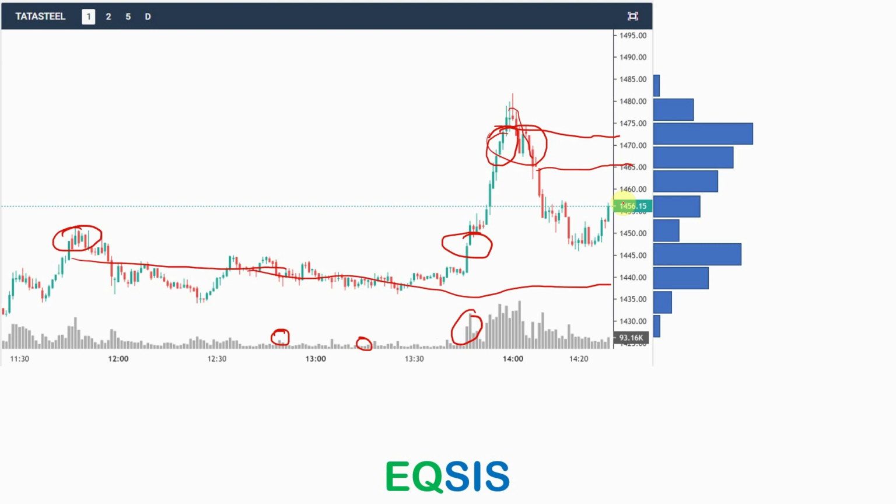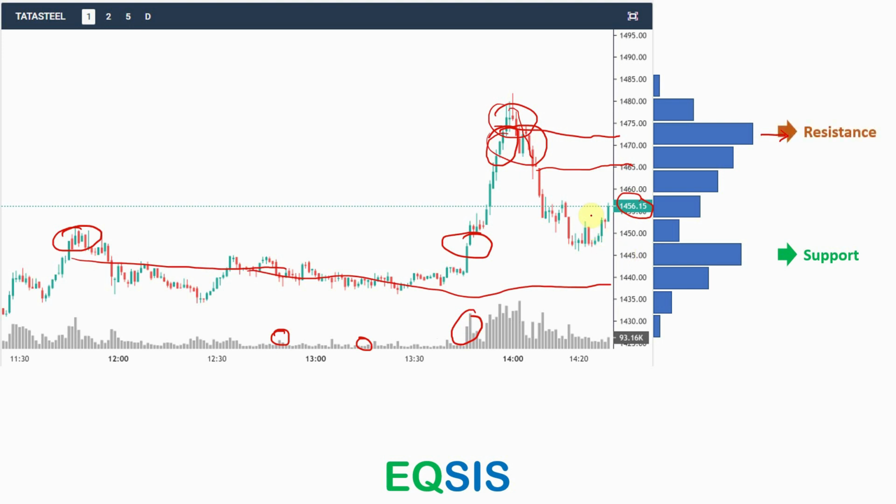Now the stock is trading at 1456, and I can clearly notice that at 1470 to 75, a lot of trades have happened, a lot of traders coming in, and there is a major price reversal that has also happened. So I qualify that as a reliable resistance. This is expected to act as a reliable resistance. And on the downside, you see the next good volume is standing at 1445. That can act as a strong support.